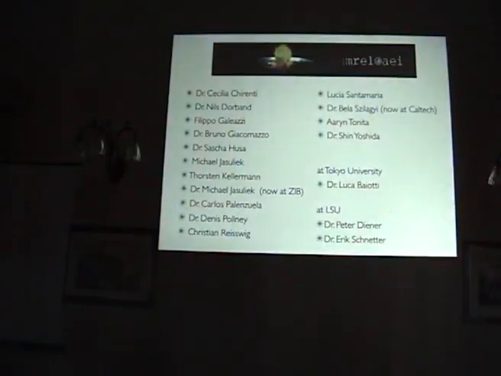So this is a group of people at AEI. There are two flavors, blue and red. All the people in blue are interested in vacuum. All the people in red are interested in non-vacuum, so neutron stars. And then you can see there is a number of people who have contributed to these results.